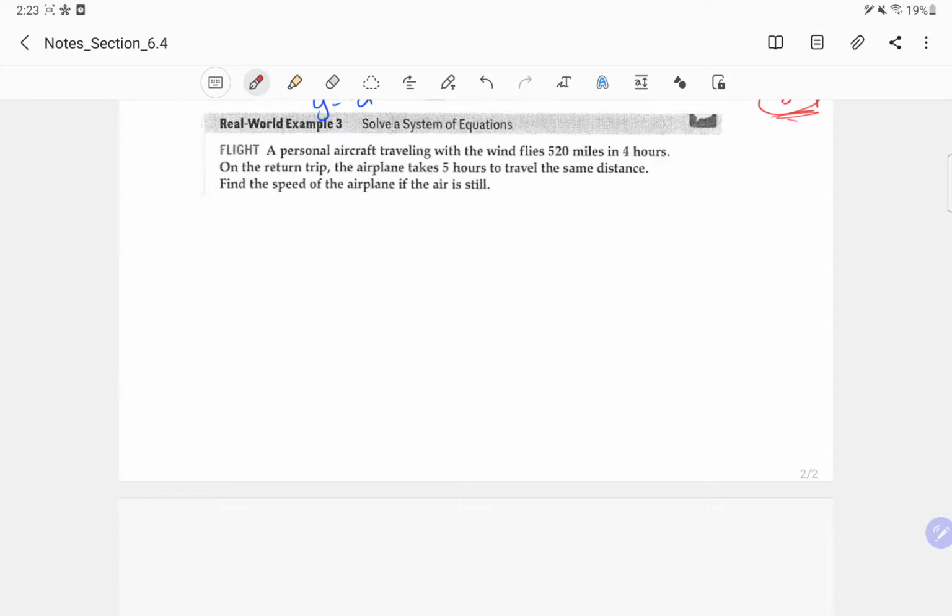Okay, so you need to come up with 2 equations to do that. So a personal aircraft is traveling with the wind, flies at 520 miles in 4 hours. So it's, okay, so you have the 520 miles and the 4 hours.